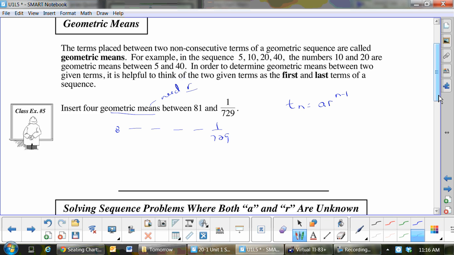Do I know what kind of stuff I can throw in here? Let's get some stuff in here. What's Tn? So this is 1 over 729 equals 8 times 81. It's right there.